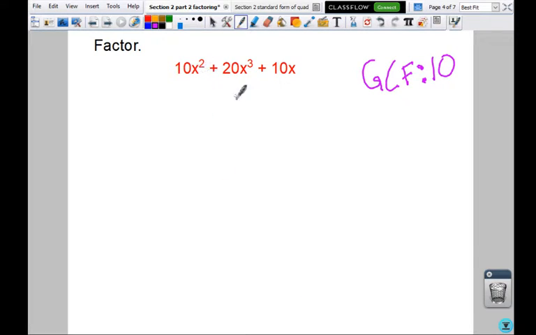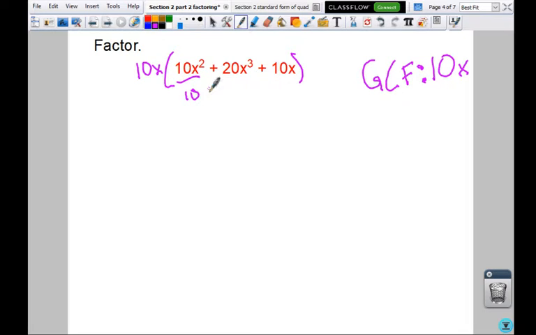I have 2 x's, 3 x's, 1 x. Do I have at least 1 x in each one? Yeah. Do I have 2 x's in each one? No. But I've got at least 1 x in each one. So you're gonna minus 1 from the exponent on your x each time? Yes. So to factor this out, I'm going to put parentheses here and put my 10x out front.